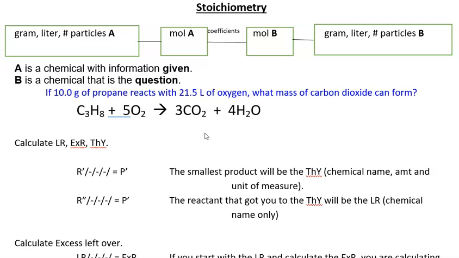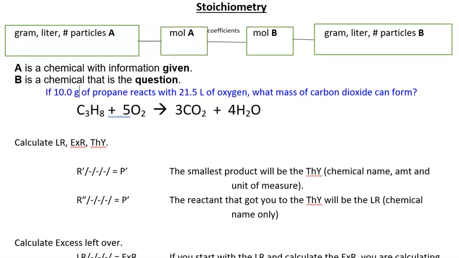However, let's see how many things we have. So this says that we have 10 grams of propane. Okay, so that's grams of propane. And then it says it reacts with 21 liters of oxygen. That's also the first box. So that's 2 A's. And then it's looking for the mass. Mass is grams of carbon dioxide. So carbon dioxide is going to be the B.